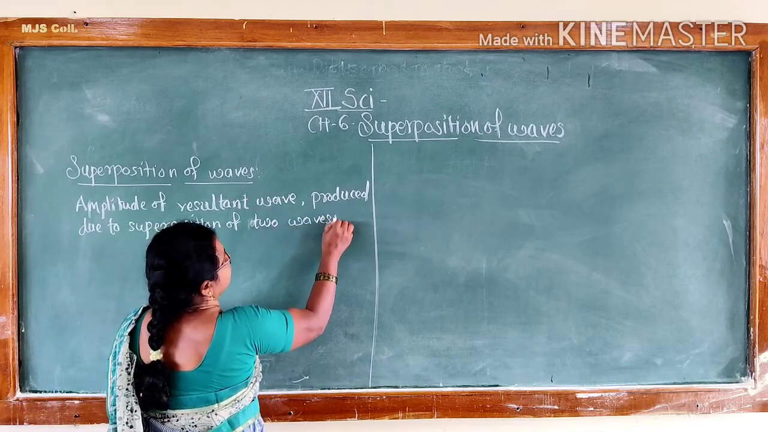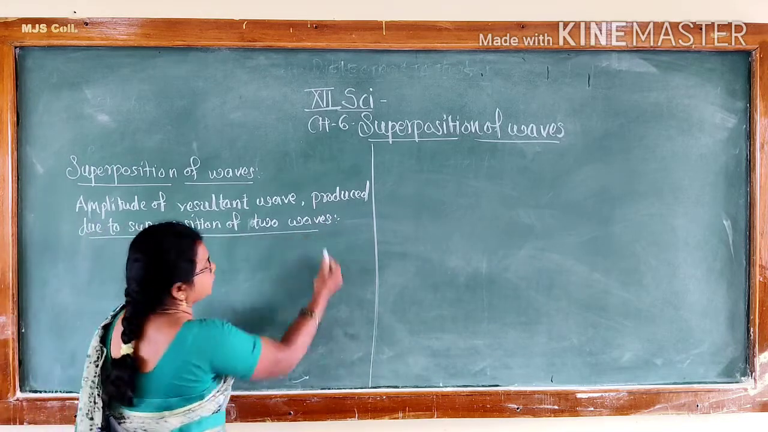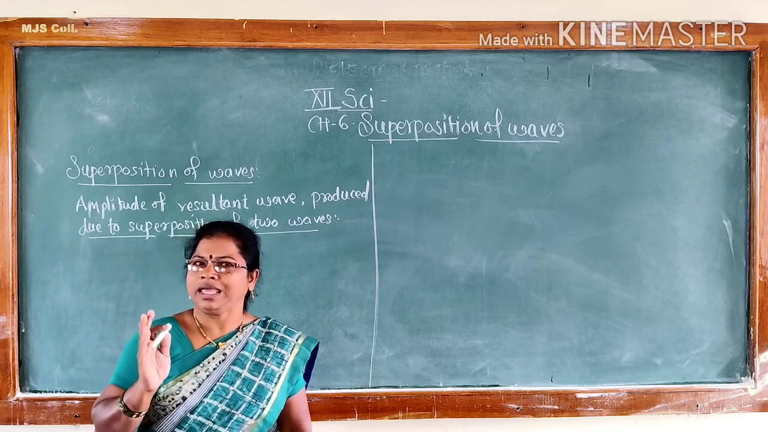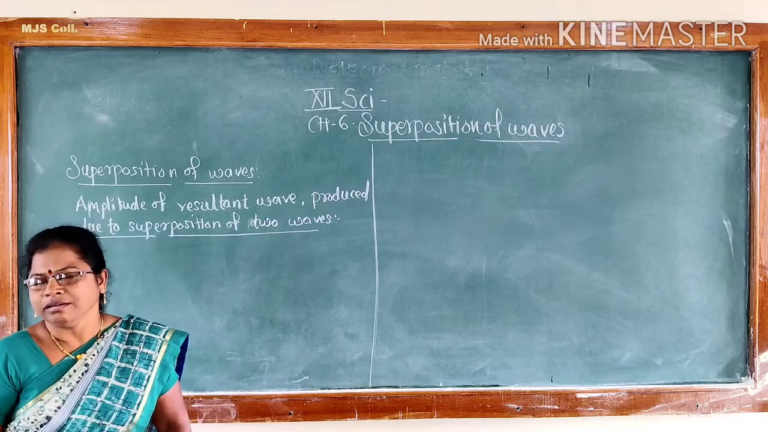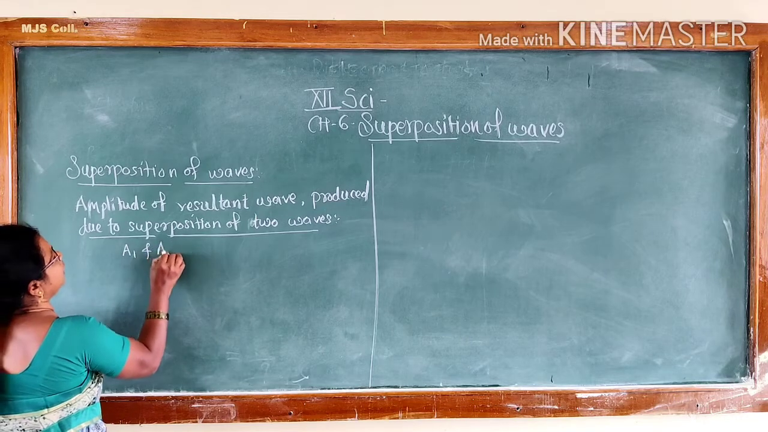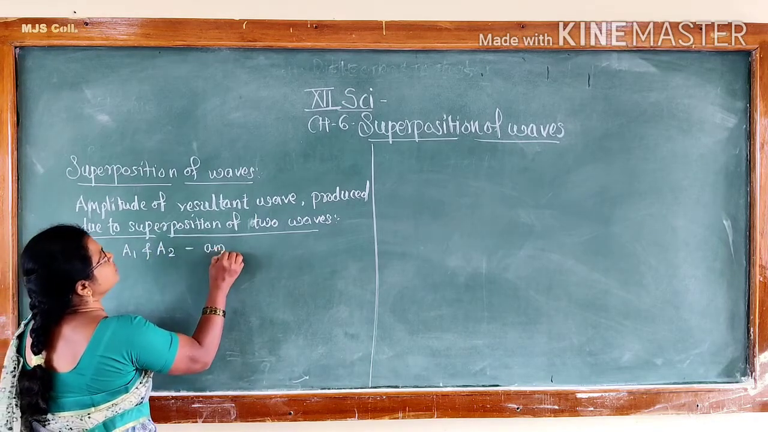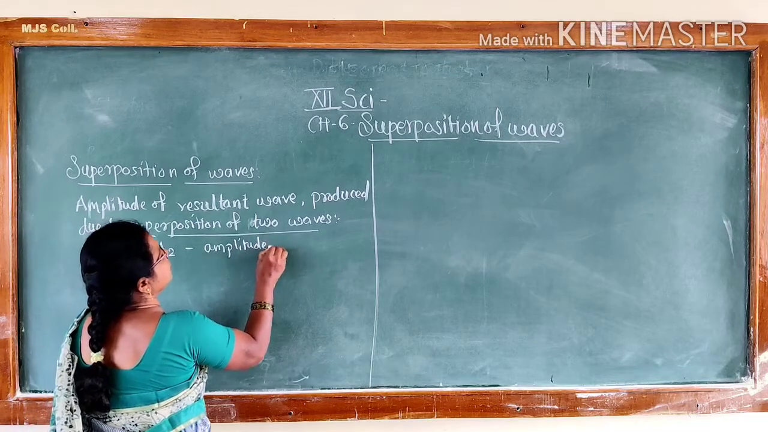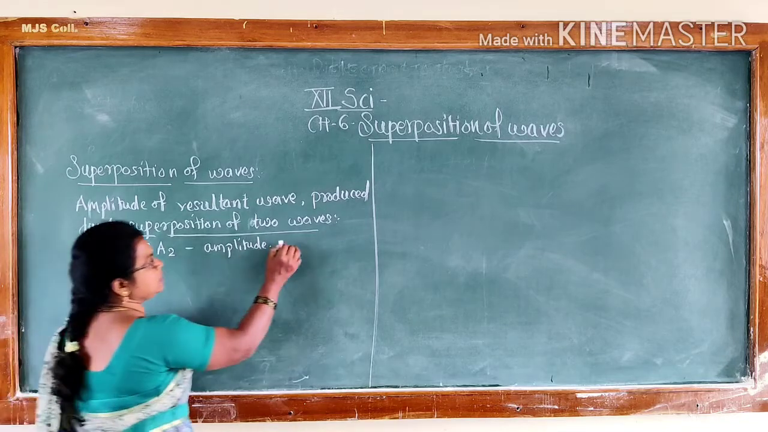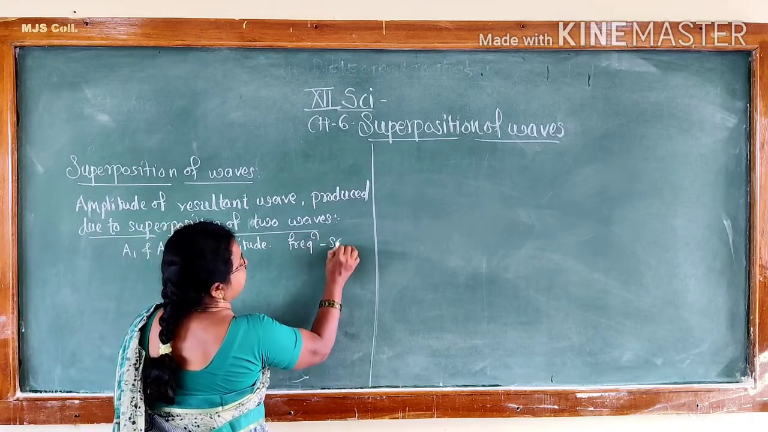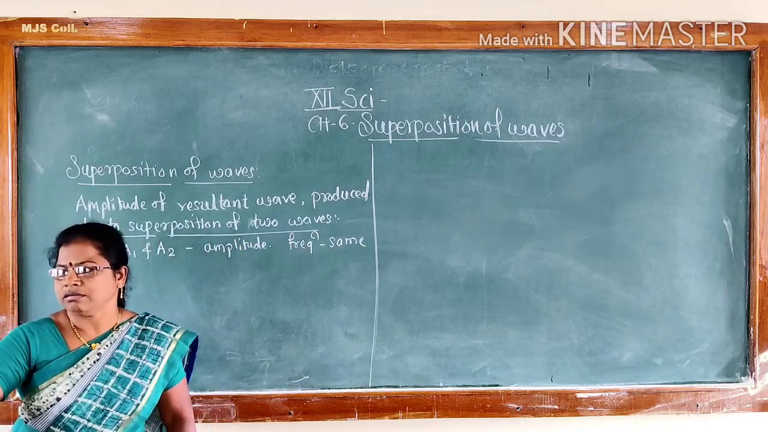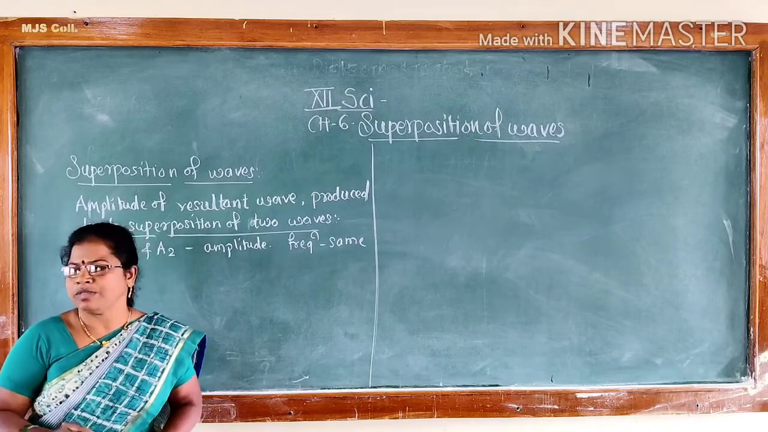Consider the displacements of those waves. Okay, at x equal to 0, consider amplitudes A1 and A2. That means there is a little difference in the amplitudes of the two waves, but the frequency is the same. Suppose the frequency is the same, there is little change in their amplitude. So what are the values of the displacements of those waves?